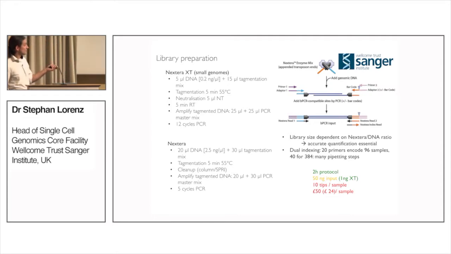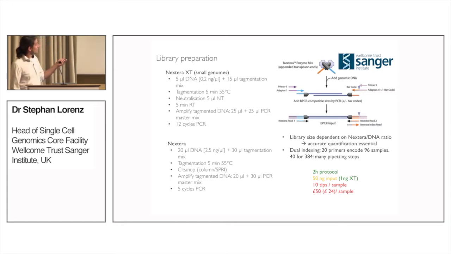Big challenges, if you do it manually or on a tip-based instrument, you use 10 tips per sample just due to the indexing and the number of pipettings that you have to perform, and it's really expensive. It's £50 per sample, 24 for the cheap one, which obviously is a big inhibitor for large-scale projects. So we went ahead and basically took this protocol, Nextera, and modified it to run on an Echo in a miniaturized way.